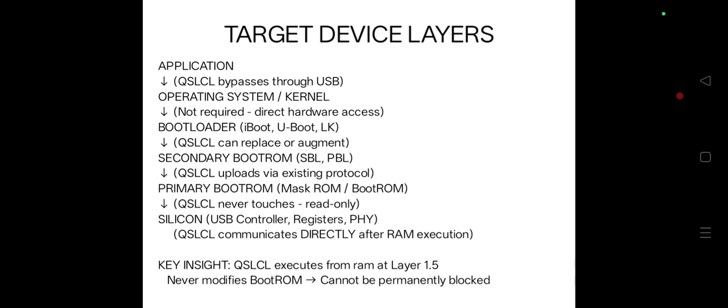Now, here are the layers that QSLCL targets. As you can see in the layer diagram, it is below the bootloader and below the secondary BootROM, but above the primary BootROM, which is read-only. My qslcl.bin runs in layer 1.5, between the secondary BootROM and the primary BootROM. The secondary BootROM is the SBL, the primary bootloader, and the primary BootROM is the mask ROM or typical BootROM, which is read-only memory.